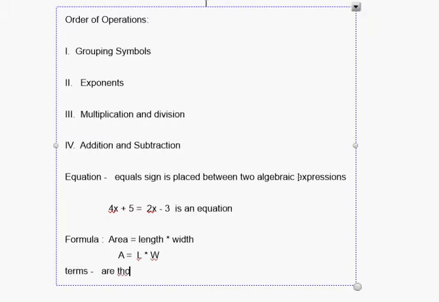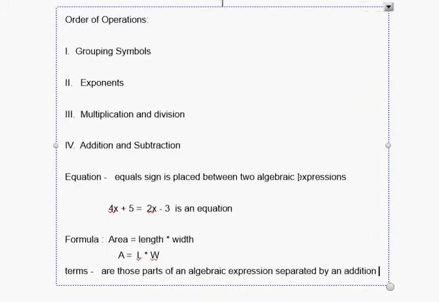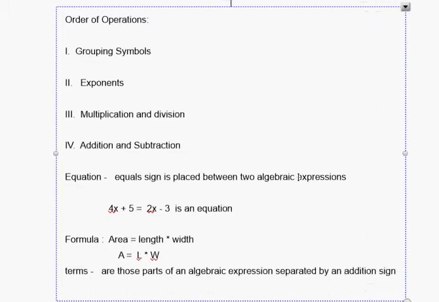Now, terms are those parts of an algebraic expression separated by an addition sign. So if we have 4x plus 10, 4x and 10 are terms of this algebraic expression.